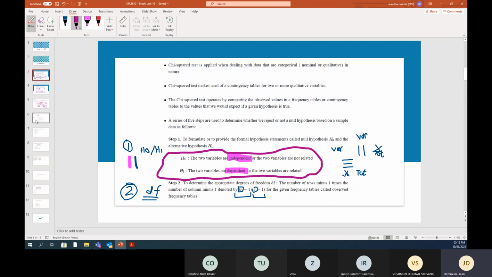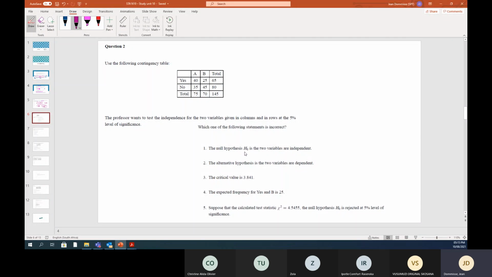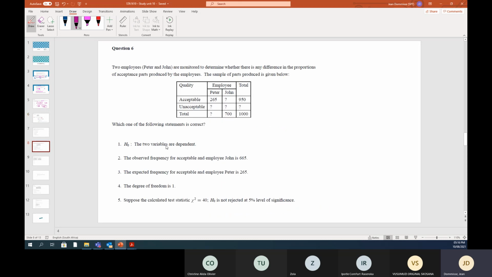H0, as I said from the start, it's always independence. Null hypothesis is the two variables are independent, correct. So if that is independent, the other one must be dependent. That is also nearly a way to test in the options that they give you. So if I say incorrect and they give you both hypotheses, then very seldom they can tell you the null hypothesis is dependent and the alternative hypothesis is independent, because then both will be wrong. So either they give you both and you know both are right, or they can give you only one of them.